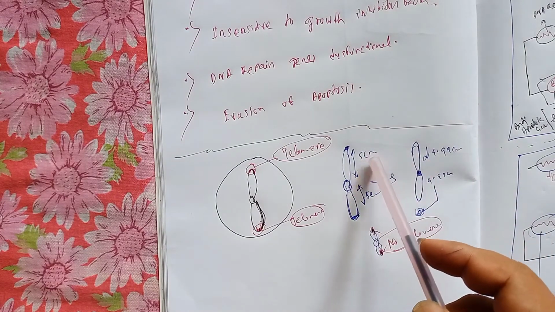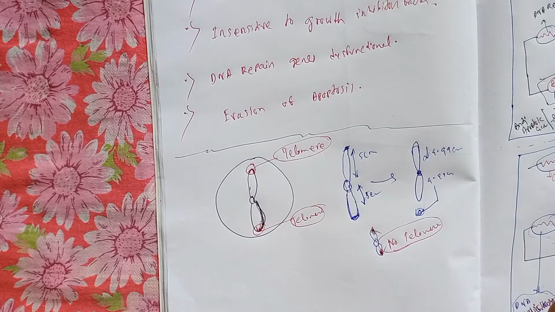Until the telomere becomes shortest, the cell will continue with the division process. But when the telomere becomes too short and the cell is not able to divide further, at that time the cell will undergo apoptosis. The cell will die by the process of apoptosis here.